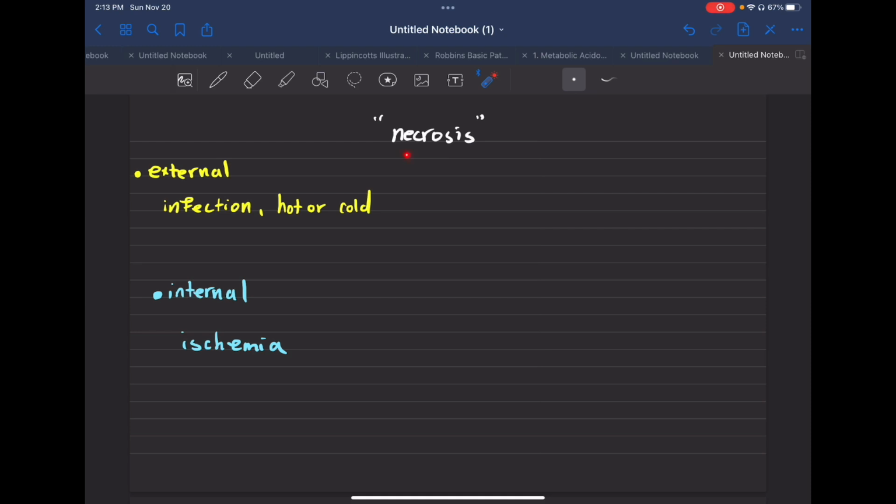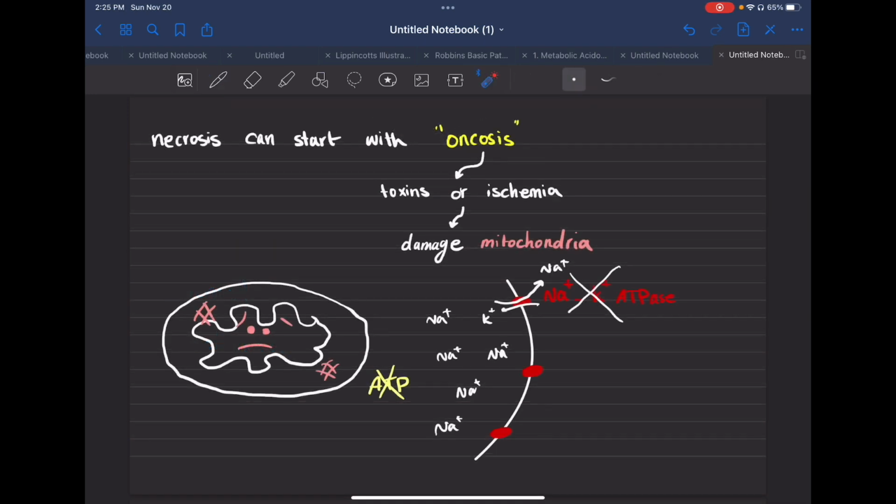We have different types of necrosis, and we're going to talk about each separately in this video, what exactly happens, and in what parts of the body they are most common. One of the ways that necrosis can start is with oncosis. What is oncosis? It's when toxins or ischemia damage the mitochondria.